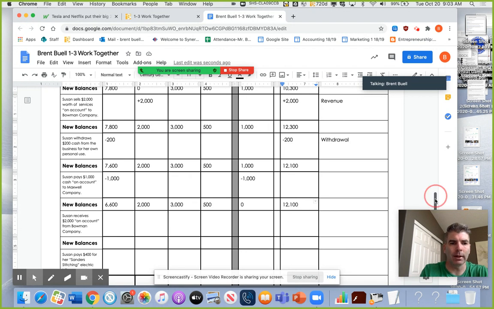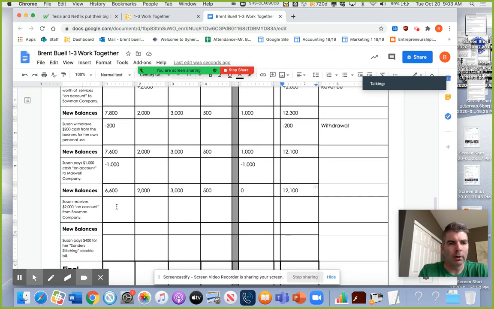Okay. All right, last two. Susan receives $2,000 on account from Bowman Company. Now what's happening here? Bowman Company, which is the second column over, they owe us $2,000, right? And so finally, they're going to pay it. So this is a good transaction for us. We clap our hands and we say yes.